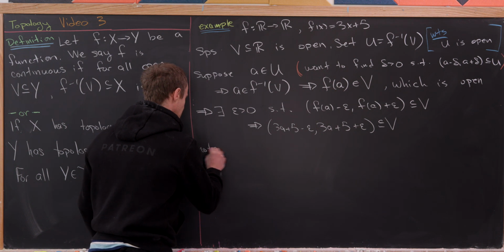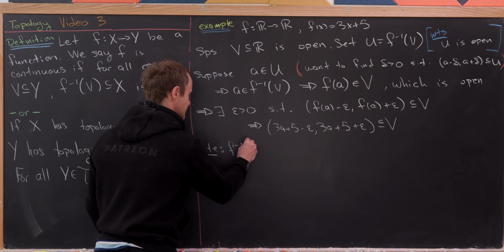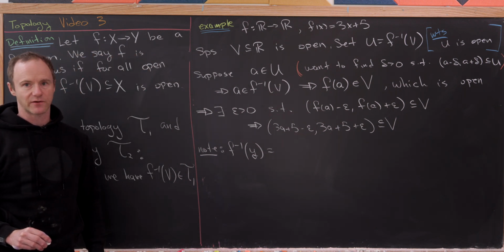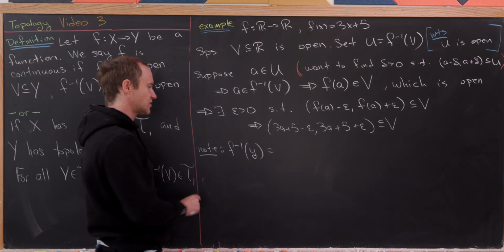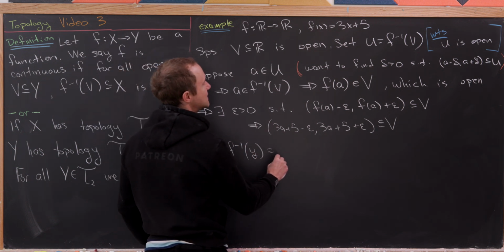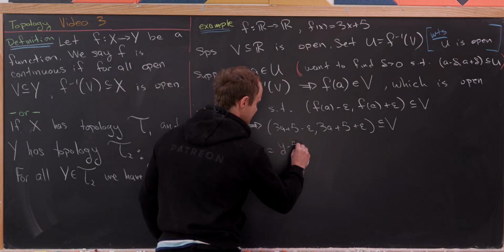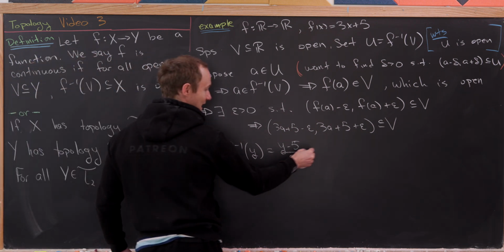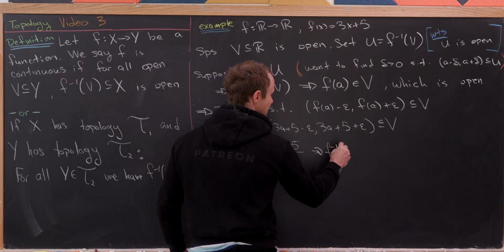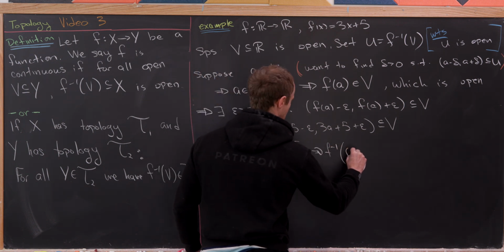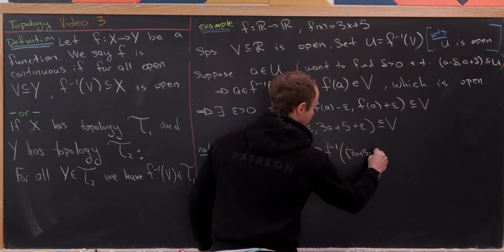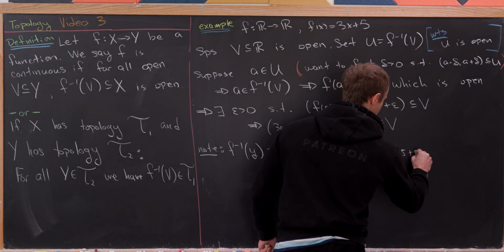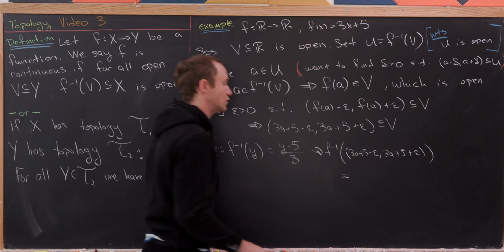Well, I think maybe the best way to do this is notice that f, in this case, has an inverse. And we could write the inverse function, f inverse of y, as, let's see, it's going to be (y - 5)/3. Okay, so that tells us that this pre-image of (3a + 5 - epsilon, 3a + 5 + epsilon) is equal to what?